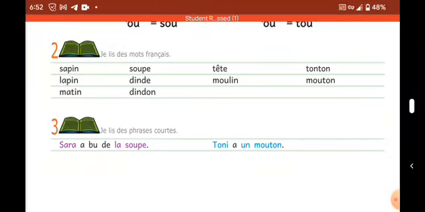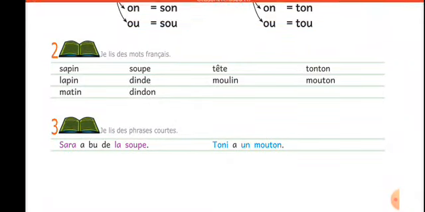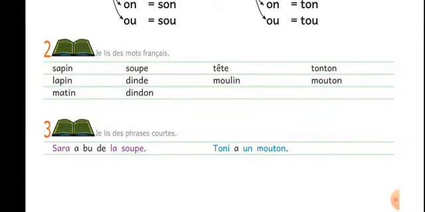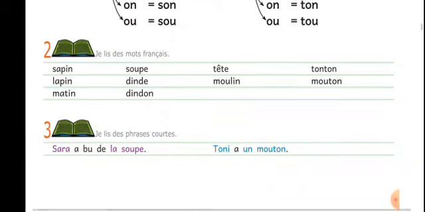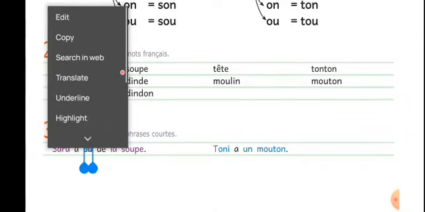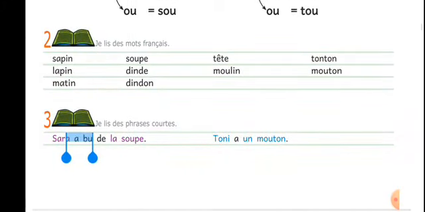So now when we read it as one single sentence without spaces, we obtain the word Sarah a bu de la soupe. Sarah a bu de la soupe, which means in English, Sarah drank some soup. The past tense of the verb to drink in English is drank. In French, the past tense is a bu, right here. So which gives us Sarah drank some soup. Excellent. Now let's wrap it up with the next sentence.